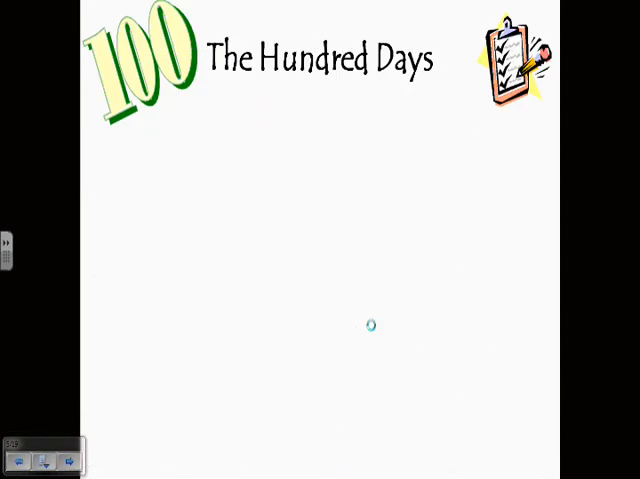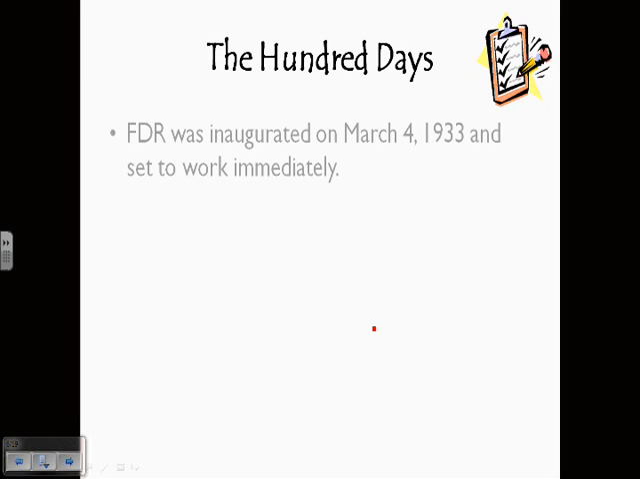This is something that's still around today. Every president since FDR has been evaluated or measured on their first 100 days as president, exactly like the name implies. We're looking at what they accomplished in their first 100 days in office. Now, FDR, once he is finally able to be inaugurated, is going to get to work immediately.